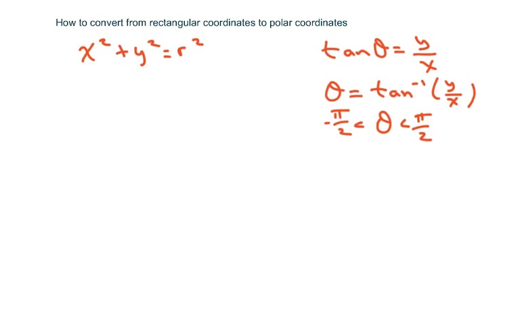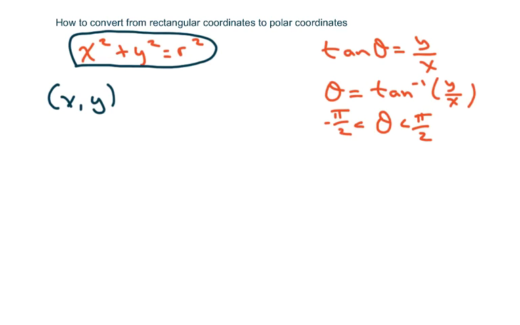Hi everyone, we're going to learn how to convert from rectangular coordinates to polar coordinates, and we're going to use the fact that we already know from trigonometry, our circle formula that x squared plus y squared equals r squared. Remember, we're going to be given an xy.